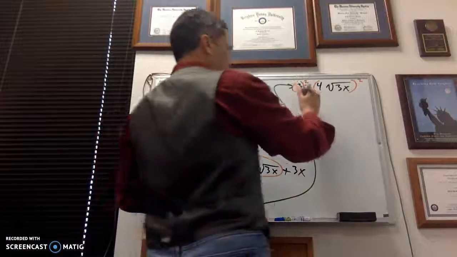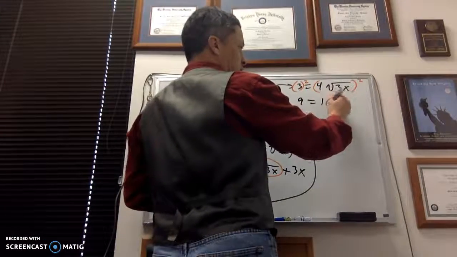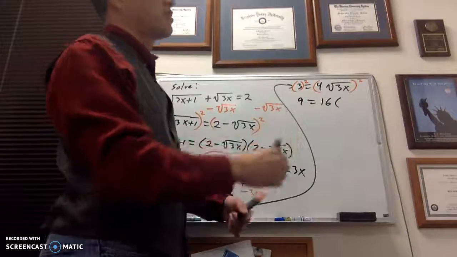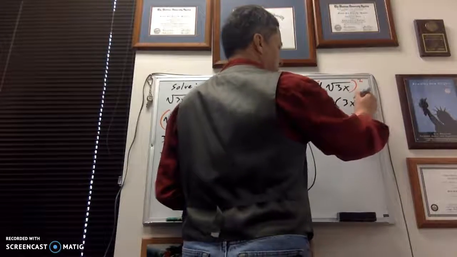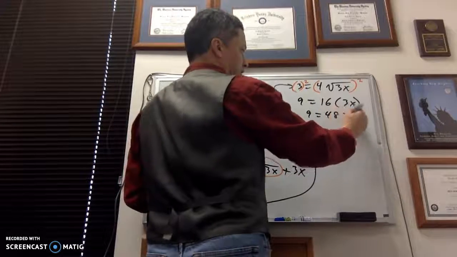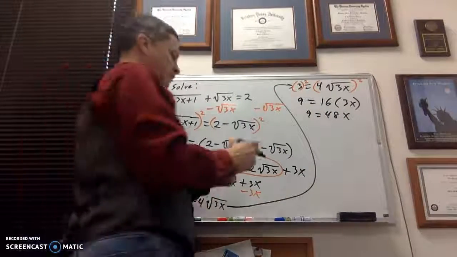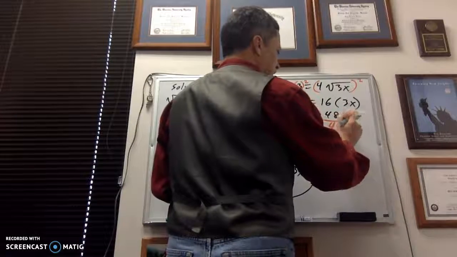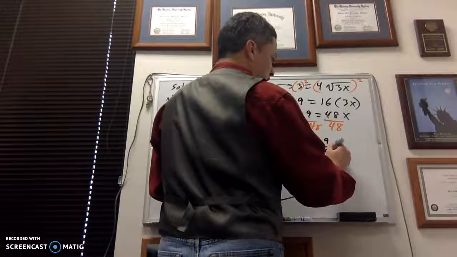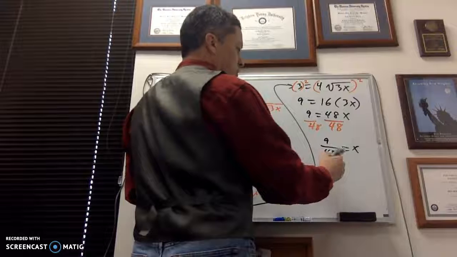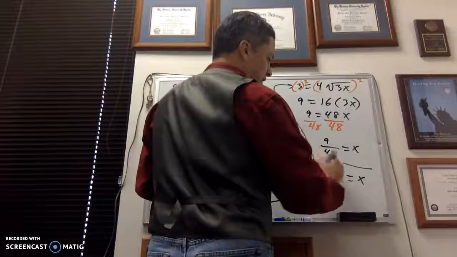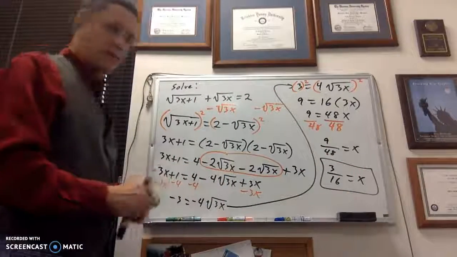Well, 3 squared is 9. 4 squared is going to be 16. And the square root of 3x times the square root of 3x is 3x. 16 times 3 is 48. So that'll be 48x on the right. Divide both sides by 48. We'll have 9/48ths equals x. We'll divide top and bottom by 3 to reduce our fraction. And we'll have our answer of 3/16.